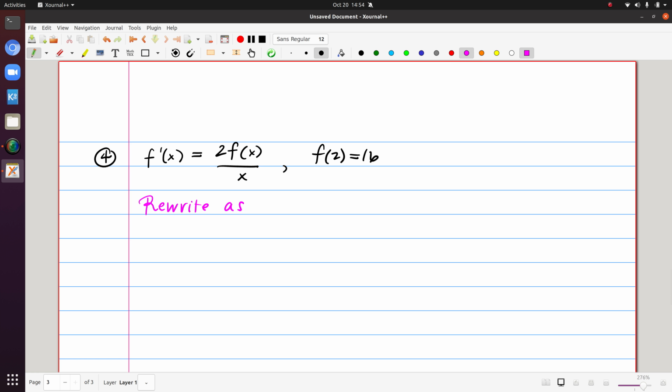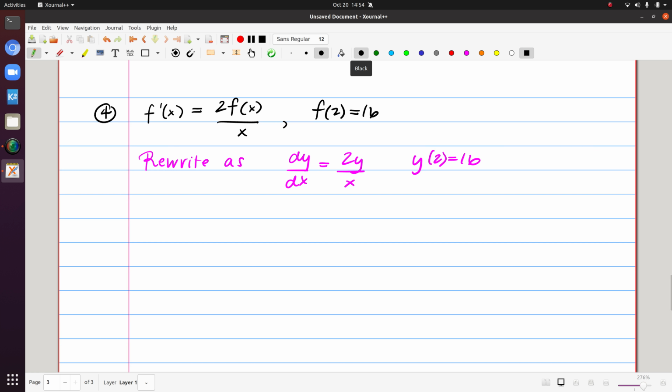So think of f of x as y in this case. So this is the same thing as saying dy dx equals 2y over x. Y of 2 is 16. So we can always interpret it that way. And so I can still go about this in much the same way we did before. I have a separable differential equation. Separating the y's, we're going to have 1 over y dy equals 2 over x dx.